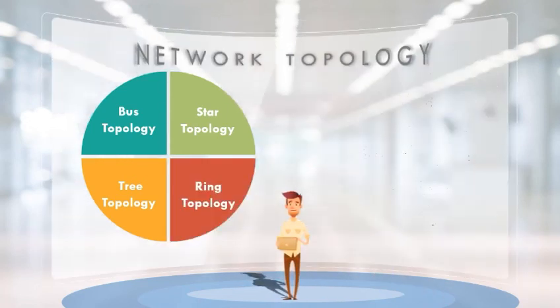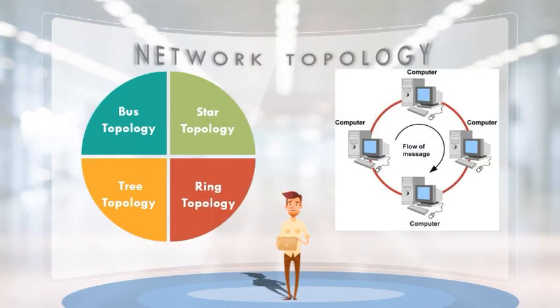Let's see the structure of ring topology here. The flow of message is in a circular manner. If one of the devices fails, then the data or message will not reach the correct point. So that is ring topology. These are the different topologies we have to learn in this computer network section. There are many other topologies, so we are limiting ourselves to these four types of topologies.